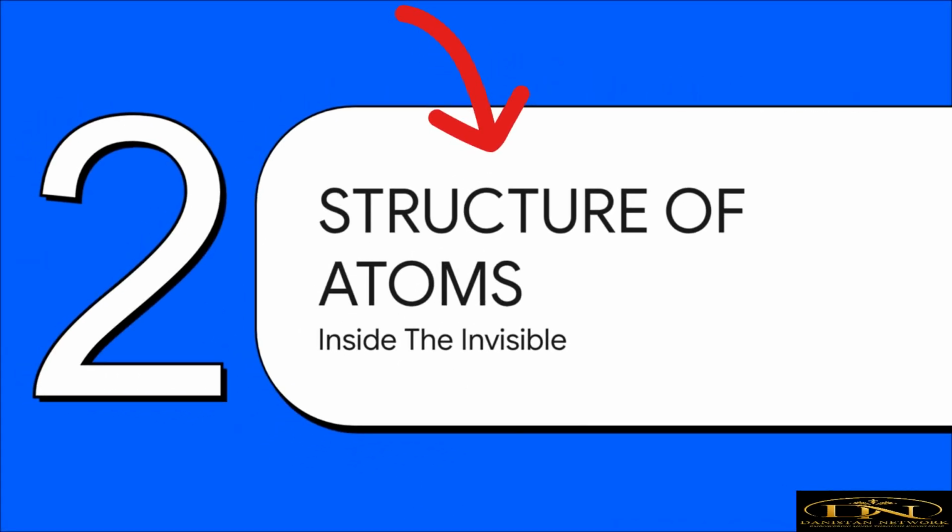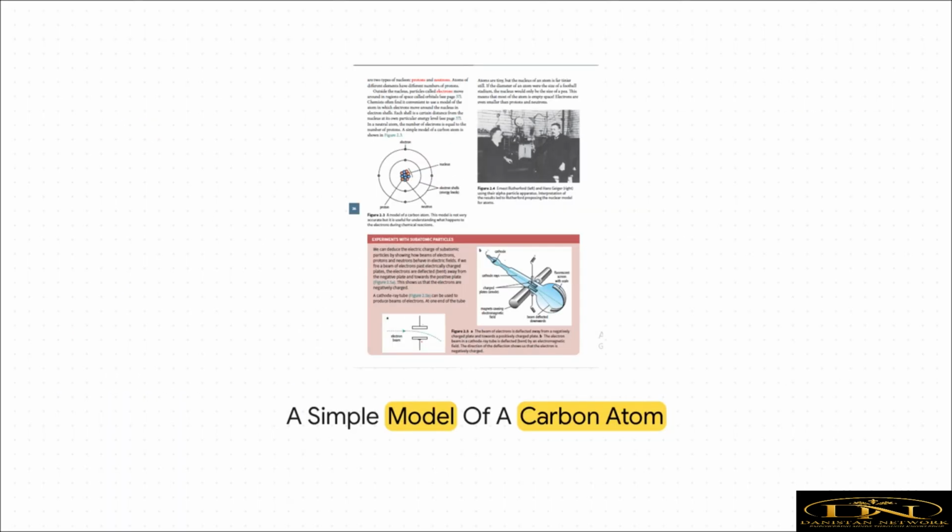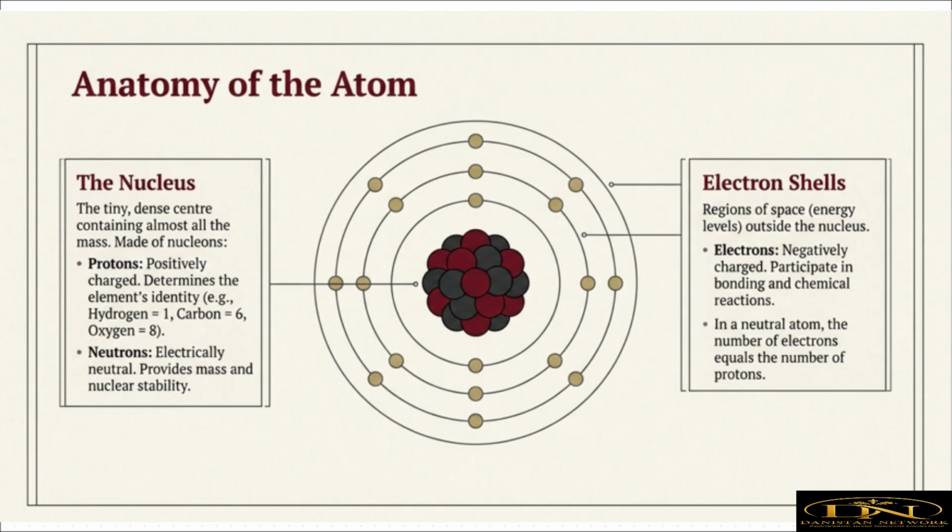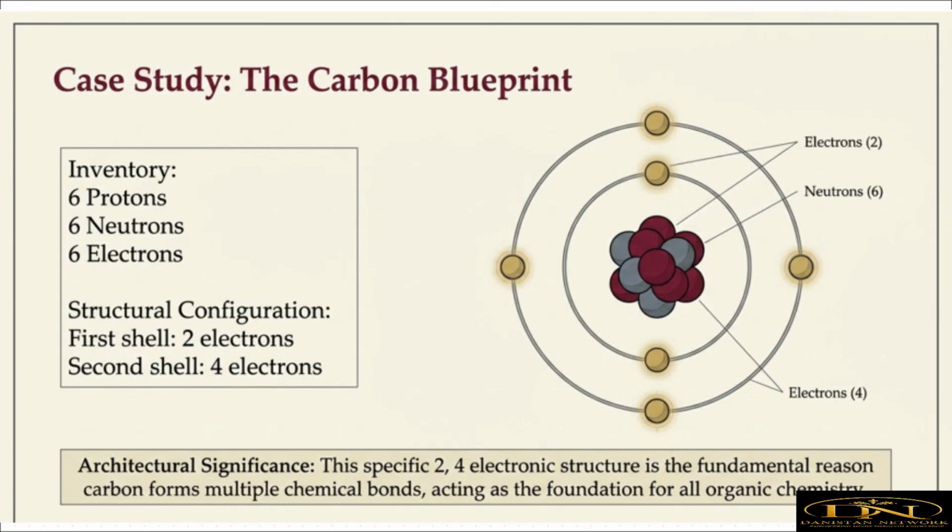Section 2. The structure of atoms, inside the invisible. So when we zoom in past the macroscopic element, this brilliantly illustrates what we actually find. When picturing a simple, highly useful model of a carbon atom, right there at the dead center is the dense nucleus containing the protons and neutrons. And surrounding that nucleus, zooming around its specific energy levels, are the electron shells, where the electrons live. Let's break these components down one by one, shall we?